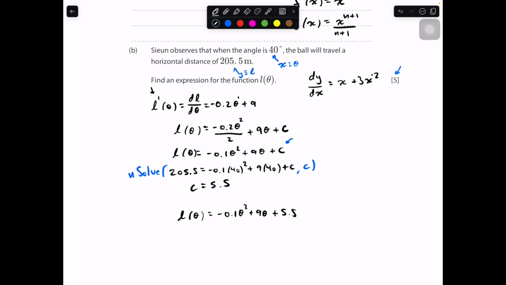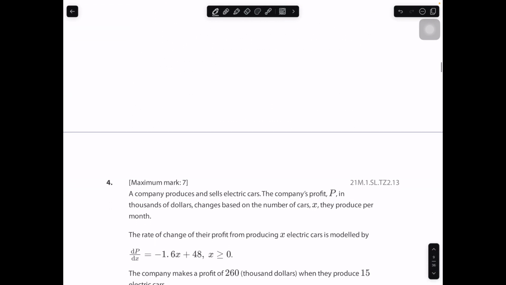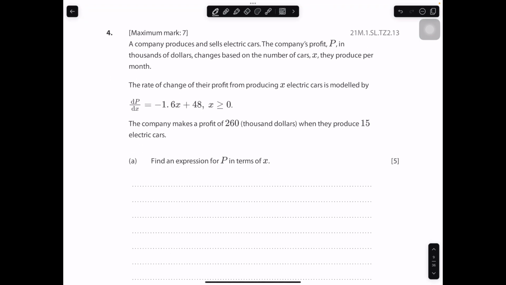Alright, kind of a wild question in some way. Kind of rare. It's almost certainly a final question where they're asking you to deal with variables other than x and y. We're talking about L and theta. Alright, let's move on. Question 4.